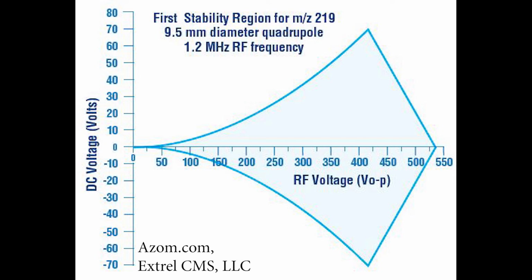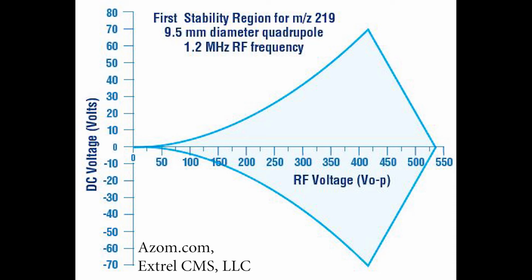For their quadrupole here, it's 1.2 megahertz. We're going to leave the physical spacing of the quadrupole constant. We're not going to move quadrupoles around, so the spacing here is 9.5 millimeters between the poles. And the frequency at 1.2 megahertz is going to remain constant. So the instrument is going to be constant.